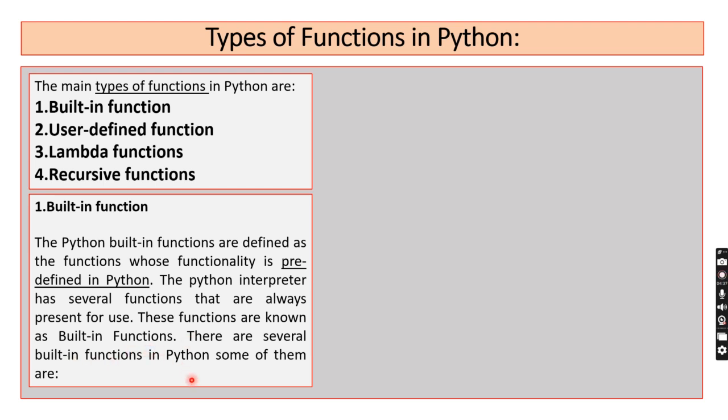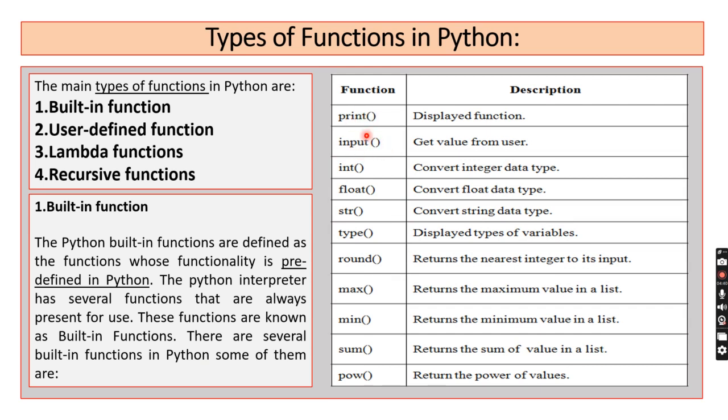Some of the built-in functions are the print function. The print function is used in Python to display statements or results. Next is the input function. Input function is used to read a value from the user. Int function is used to convert to integer data type. Float function is used to convert to float data type. Next is the str function. Str means string function. It is used to convert to a string data type.